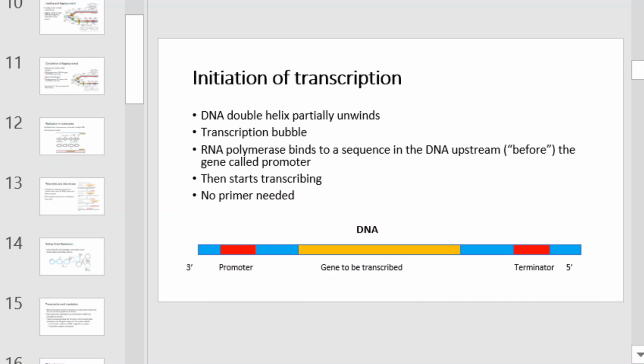The initiation of transcription. The DNA double helix must partially unwind for transcription to begin. A transcription bubble forms. RNA polymerase will then bind to a sequence in the DNA upstream or before the gene, called a promoter. Then this starts transcribing. No primer is needed.